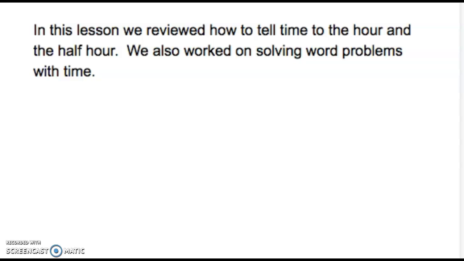In today's lesson, we reviewed how to tell time to the hour and the half hour. We also worked on solving word problems using clocks and telling time.